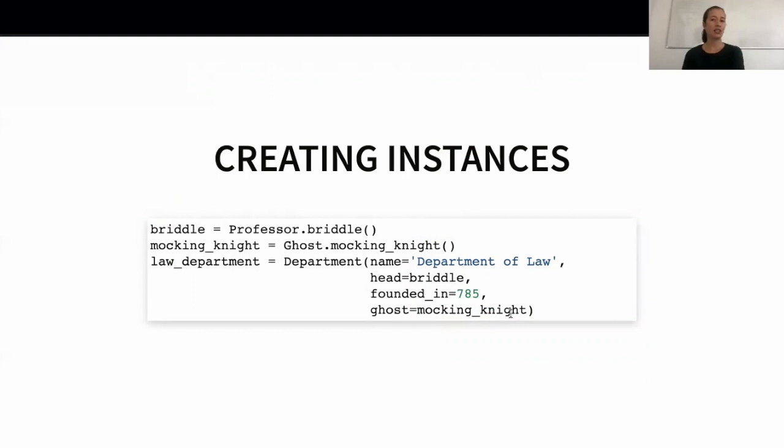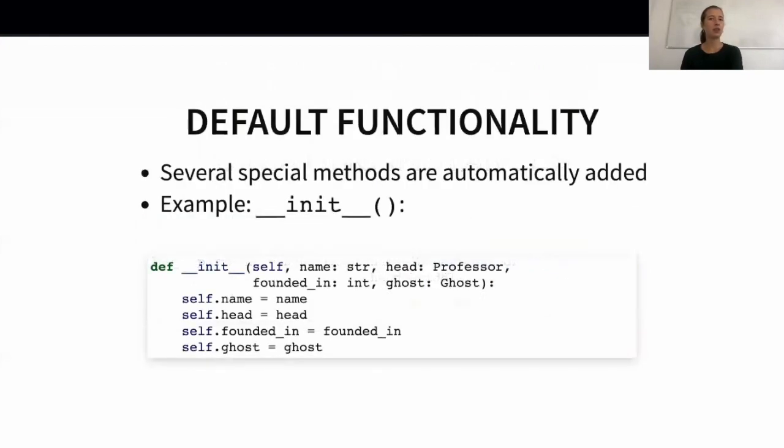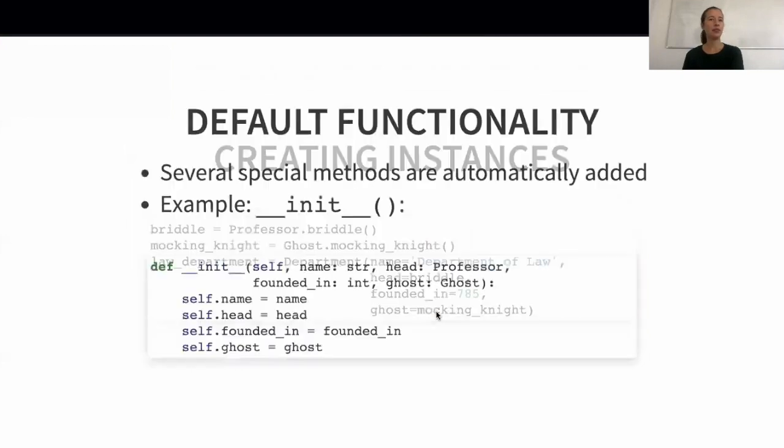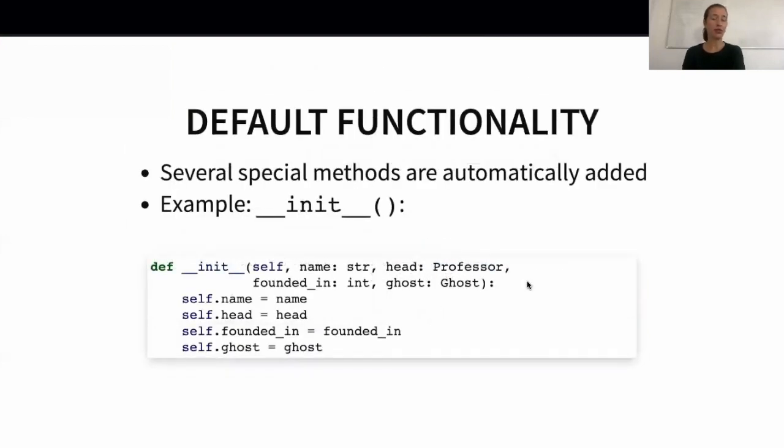When defining the department class as a data class, Python automatically adds several special methods to the class. For example, the class includes a dunder init method under the hood that looks like this. This is pretty nice. All we had to do is list the attributes of our department class, as done here, and then Python took care of the rest. So this dunder init method was created automatically under the hood.